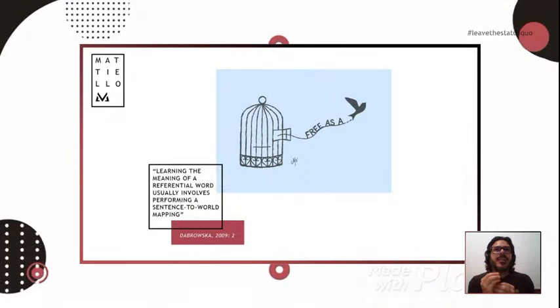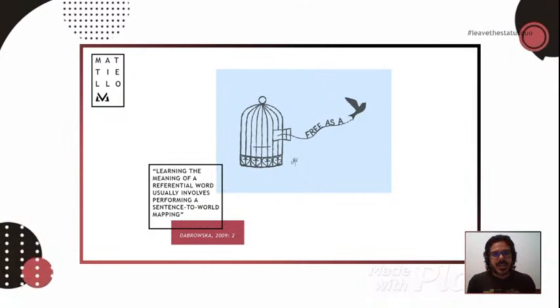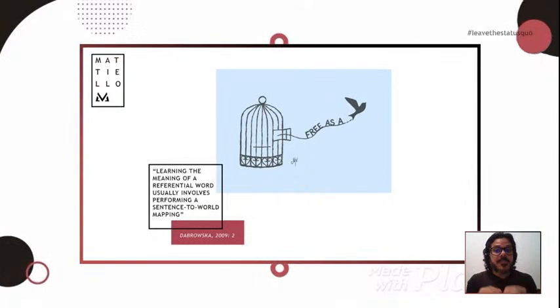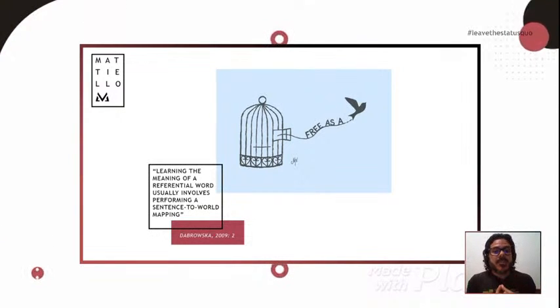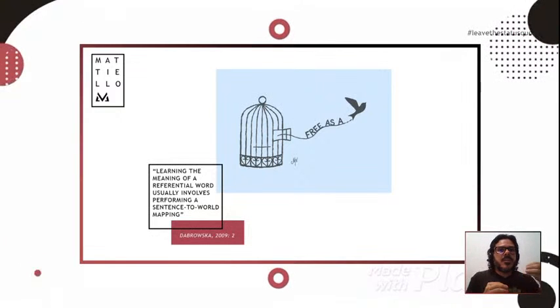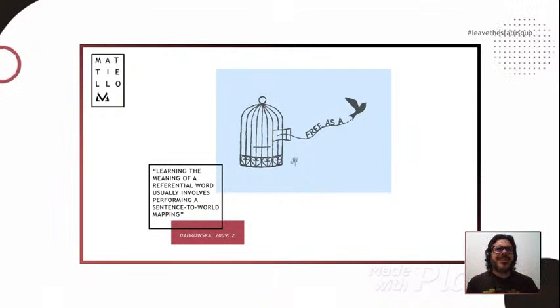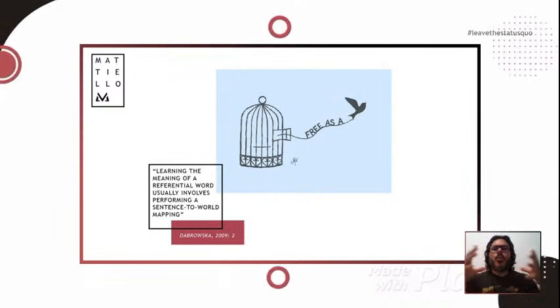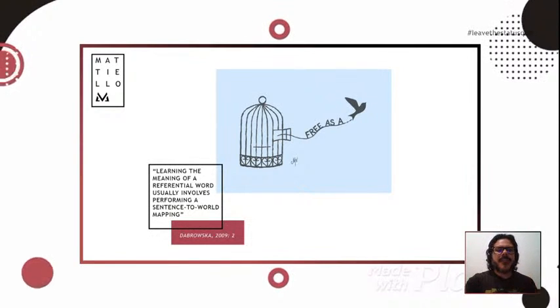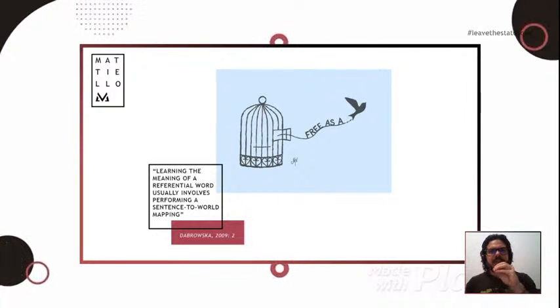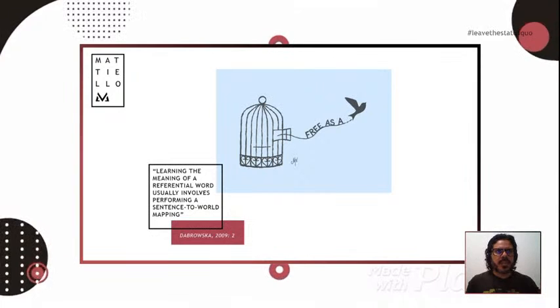But it doesn't have to be mechanized. Actually, it can't be mechanized, because if it's mechanized, it's not going to be sentence to world. They're going to be like, okay, but that doesn't make any sense to me because that's not how it works in real life. So when we're developing our lesson plans, we have to be very careful with this. Is this similar to what they're going to use in real life?